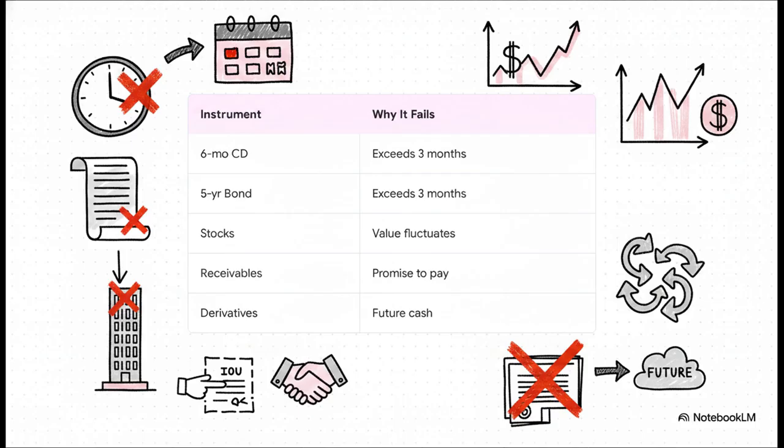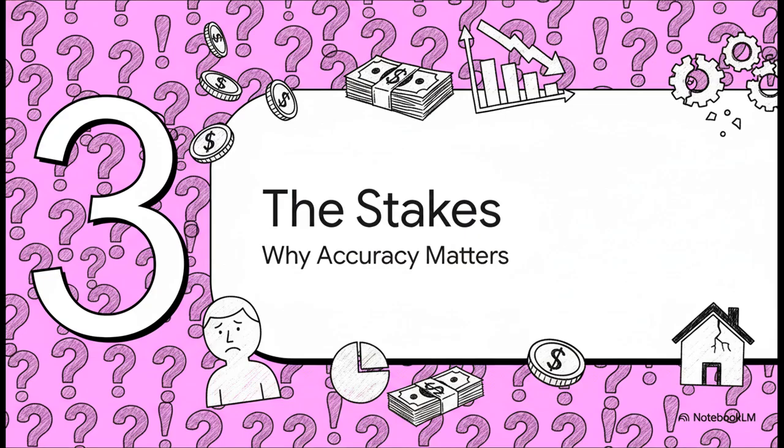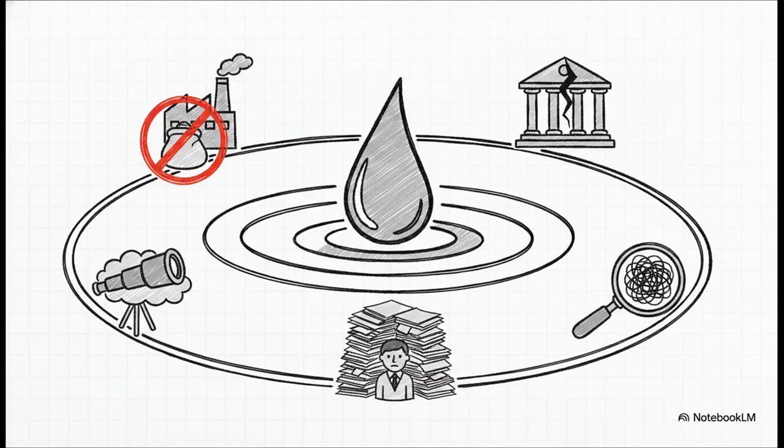Even derivative instruments like FX forwards or options fail because they are contracts about future cash, not a cash holding today. They belong in their own derivative category under ASC 815. You have got to be incredibly strict with these definitions. Moving on to Section 3, why accurate cash reporting matters, the stakes. Let's step back for a second. Why does this level of accounting pedantry actually matter?